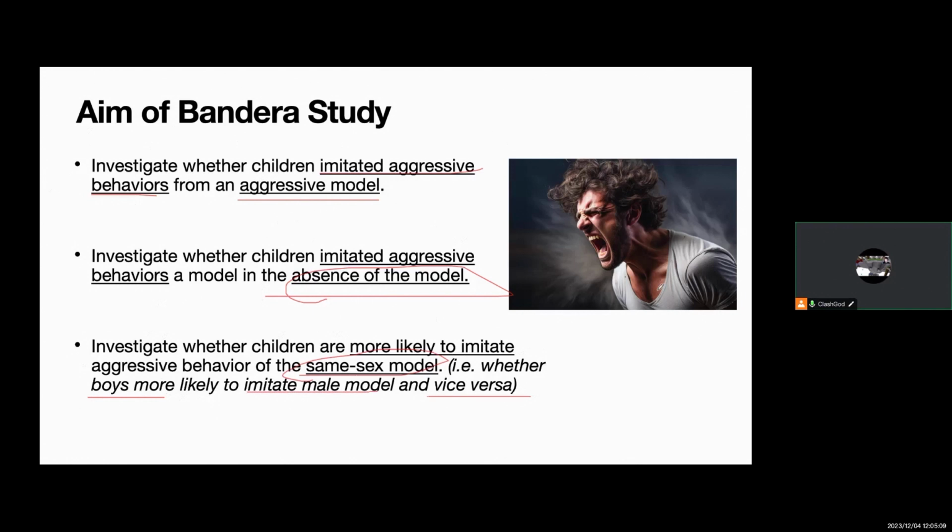Okay, so these are the three aims, just for broad memorization. Whether they will imitate aggressive behaviors from an aggressive model, whether they will imitate aggressive behaviors in the absence of the model, and whether they are more likely to imitate from a same-sex model.